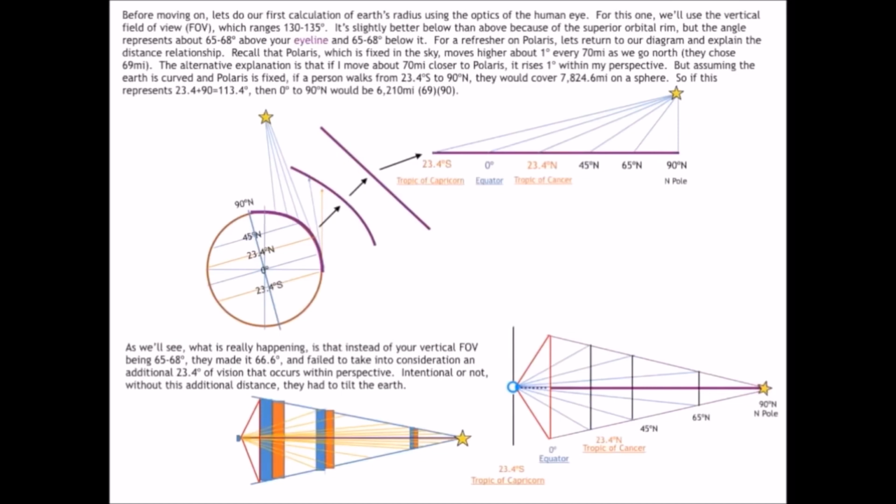If we lift the arc off of the Earth, and we can kind of represent it here along a straight line, we see that as we move south, using a sextant and comparing the angle to the star with the horizon, we can get our latitude. We've already gone over that. But as we'll see, what's really happening is that instead of your vertical field of view being 65 to 68 degrees, they made it 66.6 degrees and failed to take into consideration an additional 23.4 degrees of vision that occurs within perspective. Intentional or not, without this additional distance, they had to tilt the Earth.